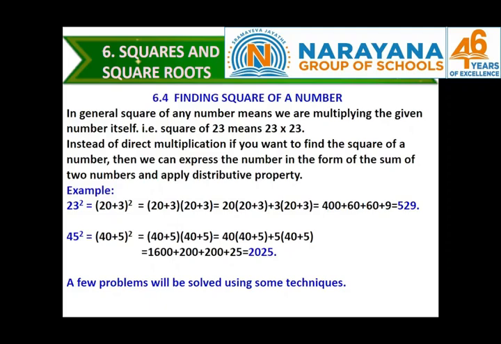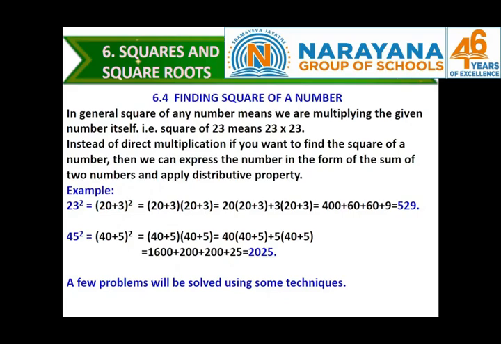See the example 23 square. I am going to express 23 square as 20 plus 3 whole square. 20 plus 3 whole square means 20 plus 3 times 20 plus 3. By the distributive property, I am going to get 529. Similarly, 45 square is 2025. So we know the square of a number by one method, that is multiplying itself, and a second method, that is expressing the number as a sum of two different numbers and after that applying the distributive property.